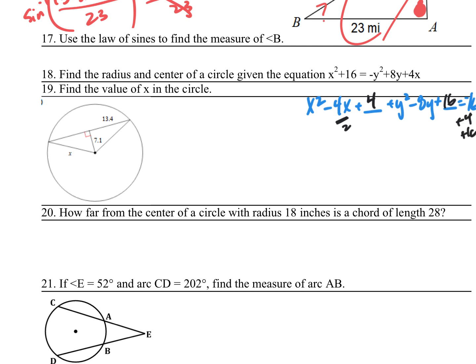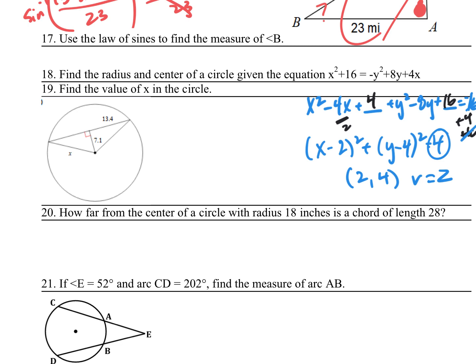So that means to actually complete the square, I take half of that middle number, x minus 2 quantity squared, plus y minus 4 quantity squared. The 16 and the 16 cancel out, equal 4. So that means that my center is 2, 4, and my radius is the square root of this 4, which is 2.